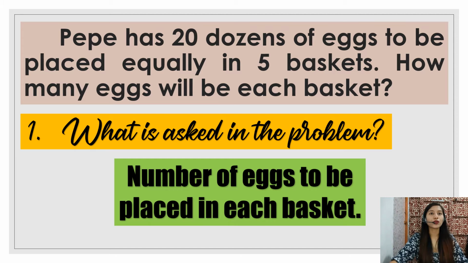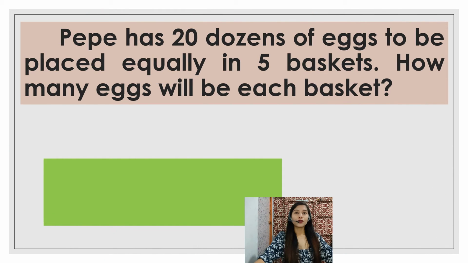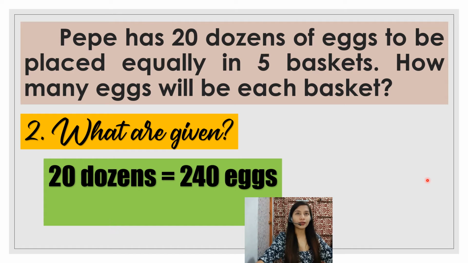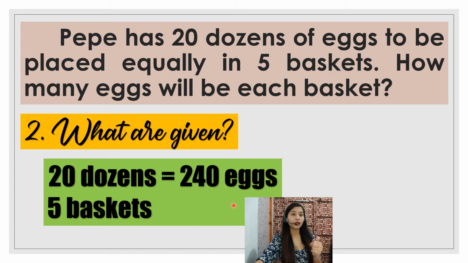Number 2. So the second step is to know what are the given facts. So the given facts are the numbers that you can see in our problem. So the first fact, or the first given, is 20 dozens. So 20 dozens is equal to 240 eggs. And another one is 5 baskets. So how come we come up with 240 eggs?